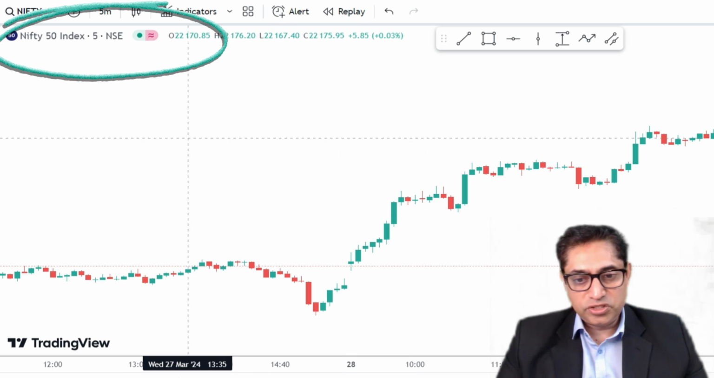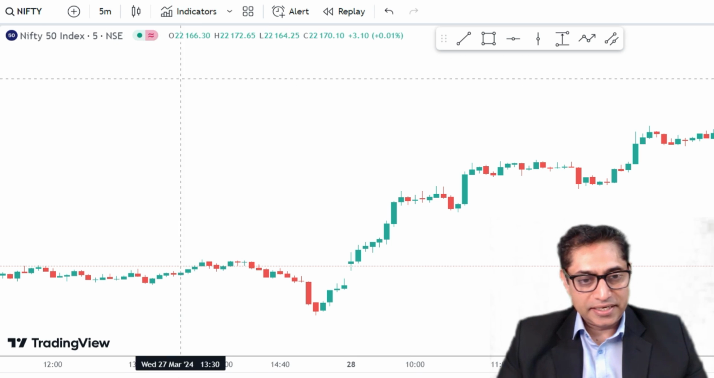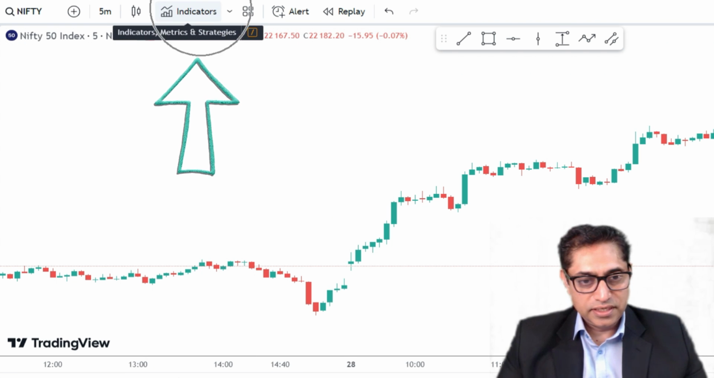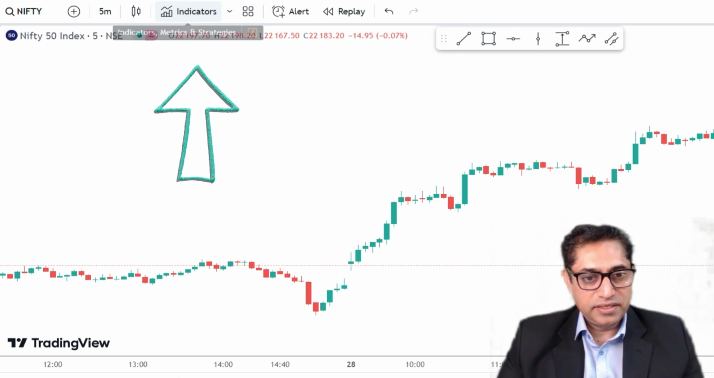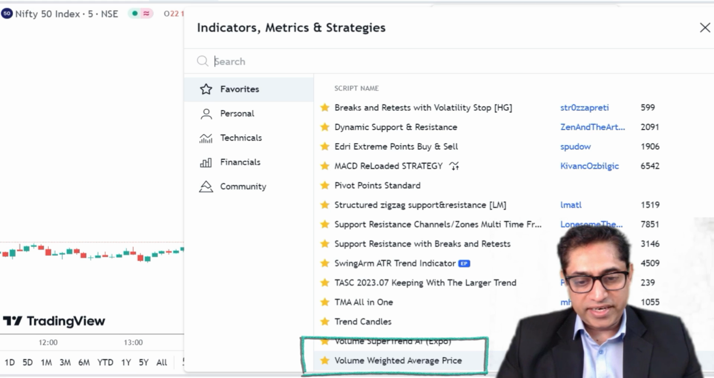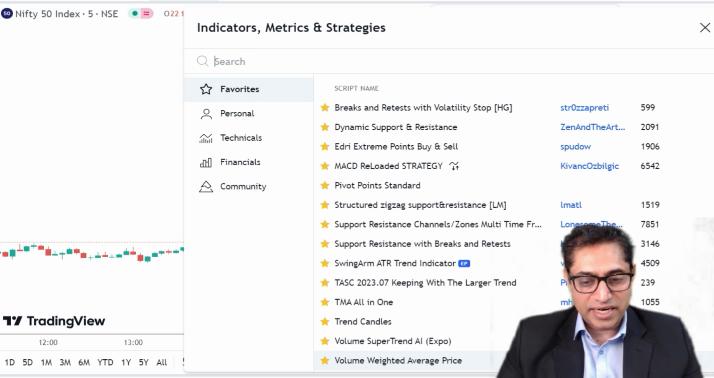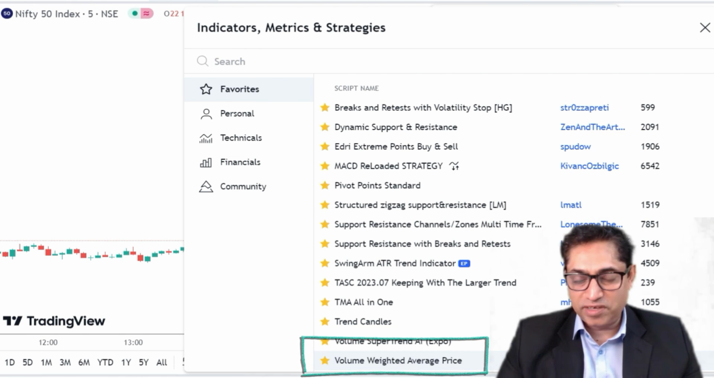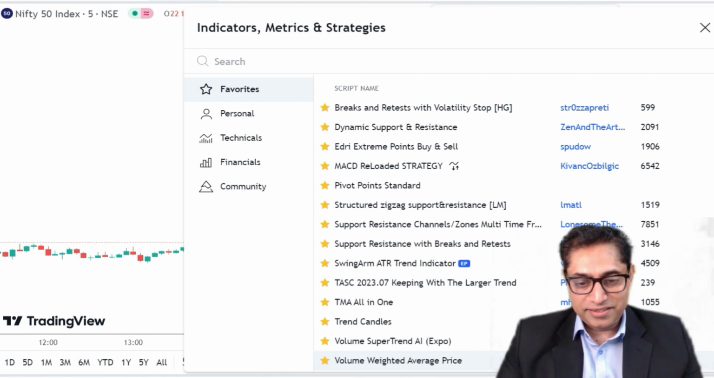So step 1 is to download the indicator. So we go to indicators, which is right over here. And we click on indicators. And you can see that in my favorites, I have already put volume weighted average price. So I will click on that, or you can just write VWAP and you will get it. So I will just click on volume weighted average price, which is one of my favorite indicators. This clearly shows why I'm creating this video.